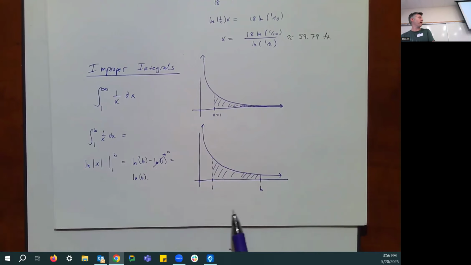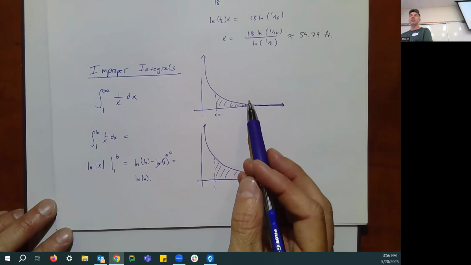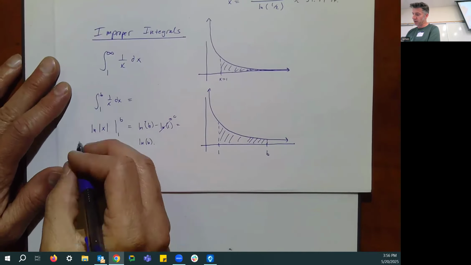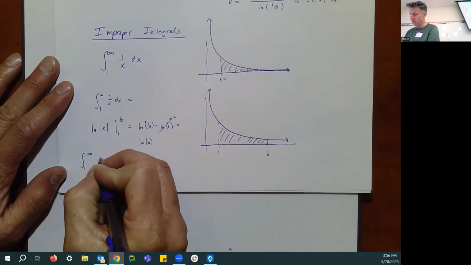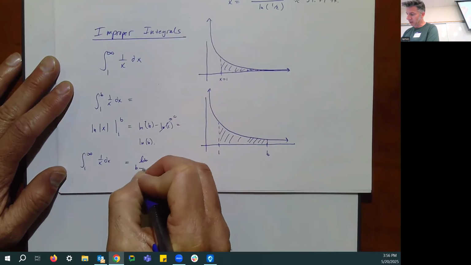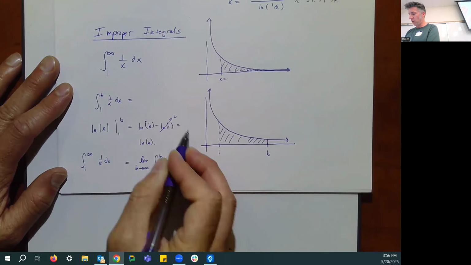So that area under that curve is equal to the natural log of b. This area under the curve is the limit of this area as b goes to infinity. So what we would really end up writing here is that the integral from 1 to infinity of 1 over x dx is equal to the limit as b goes to infinity of the integral from 1 to b of 1 over x.